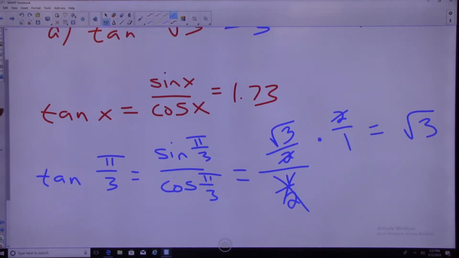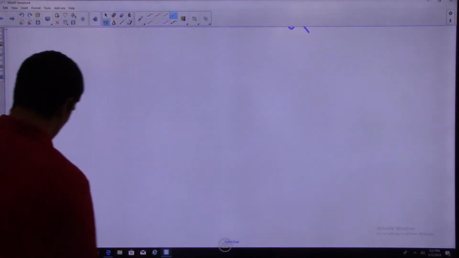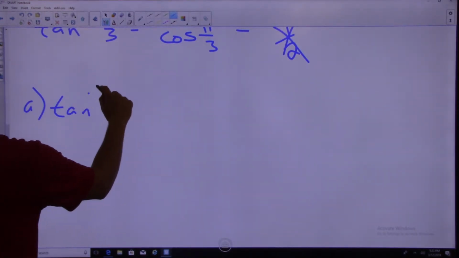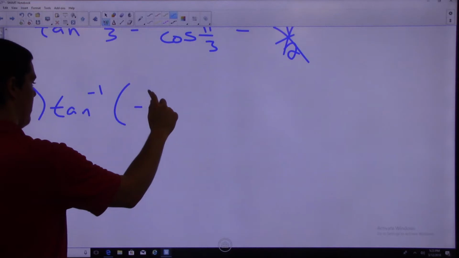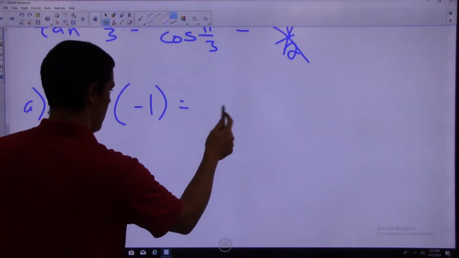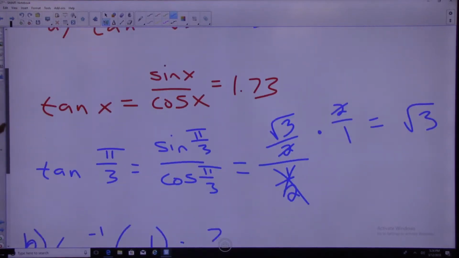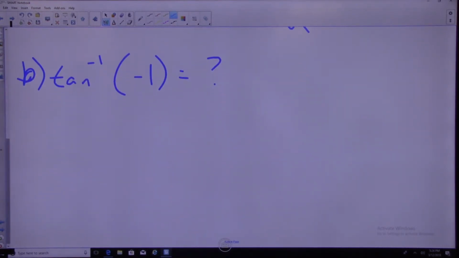Let's do another one. What if I said, what is the inverse tangent of, how about negative 1? Put a question mark. Sorry, this would be part B. Scroll back up. There we go. All right, so part B, what's the inverse tangent of negative 1?